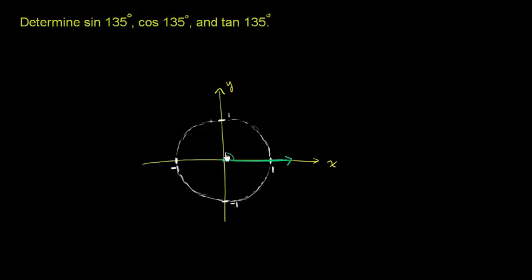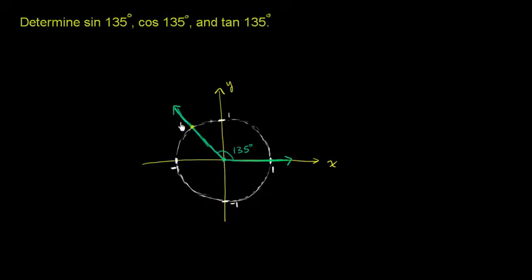If we go straight up to the y-axis, that gives us 90 degrees. We need to get to 135, so we have to go another 45. That takes us exactly halfway through the second quadrant, right over there. So that is a 135 degree angle.